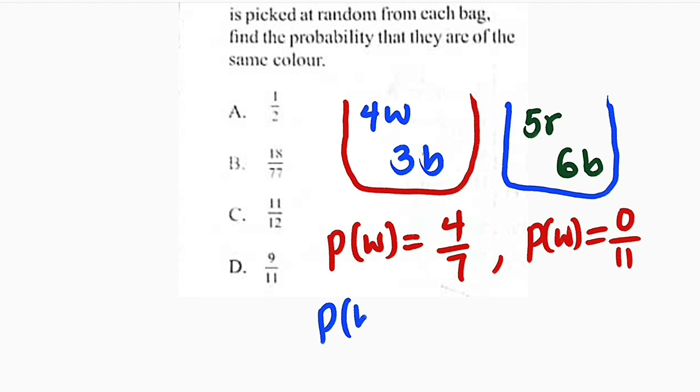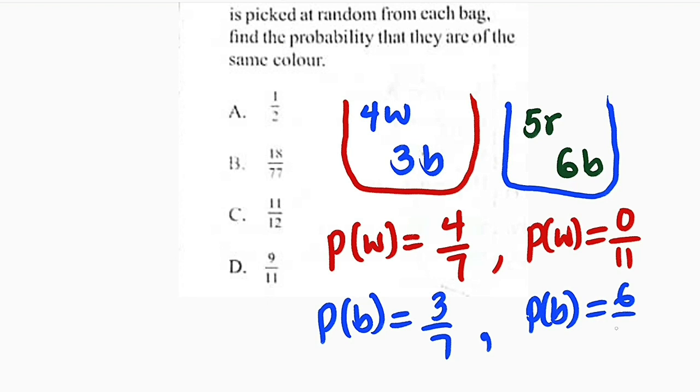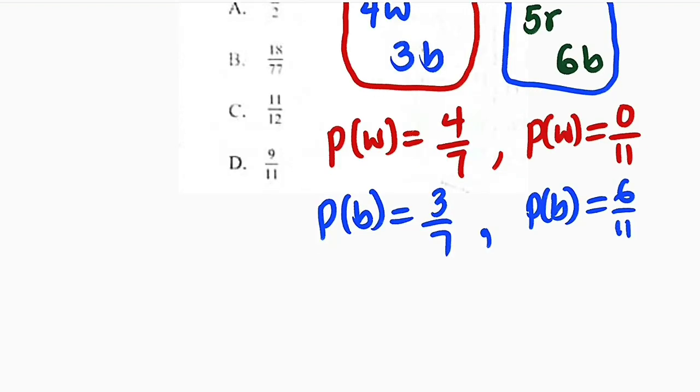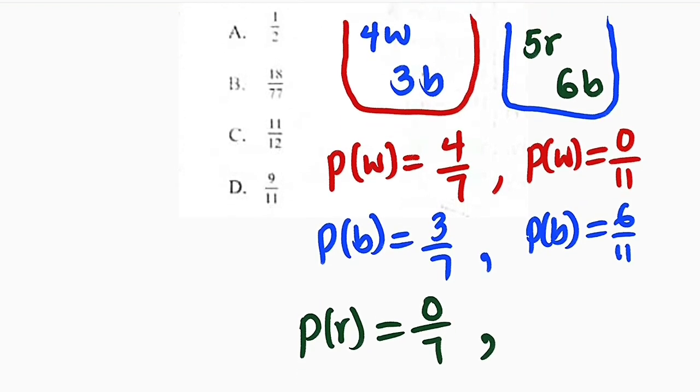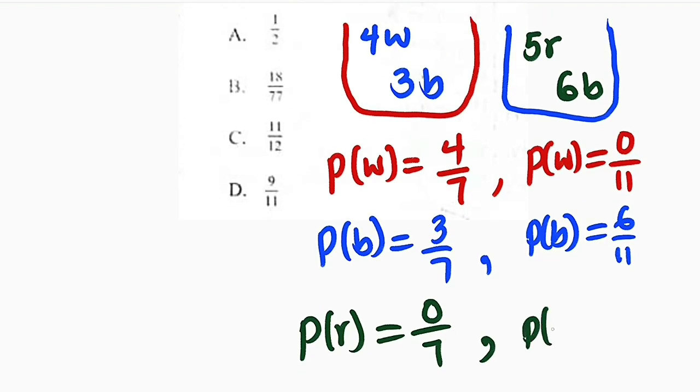Probability of picking blue here. This is 3 out of 7. Do we have probability of picking blue here? Yes, this is equal to 6 out of 11. Then the last one, which is red. Probability of picking red here is 0 out of 7 because we don't have any red marble here. But from the other bag, we have probability of picking red to be 5 out of 11.